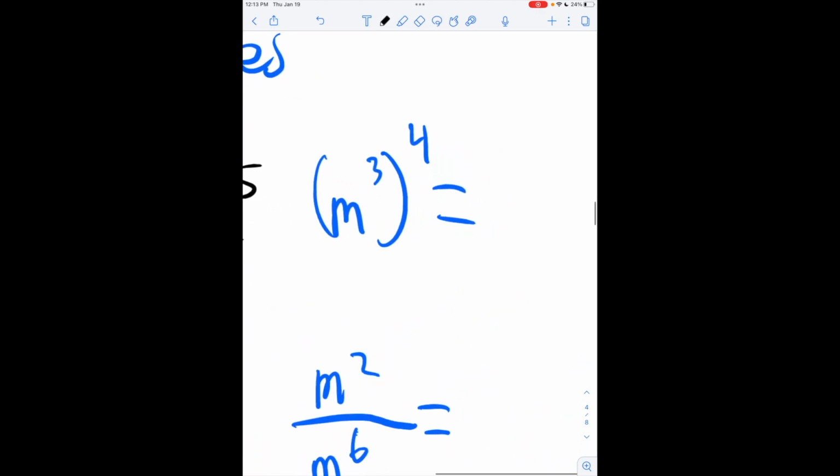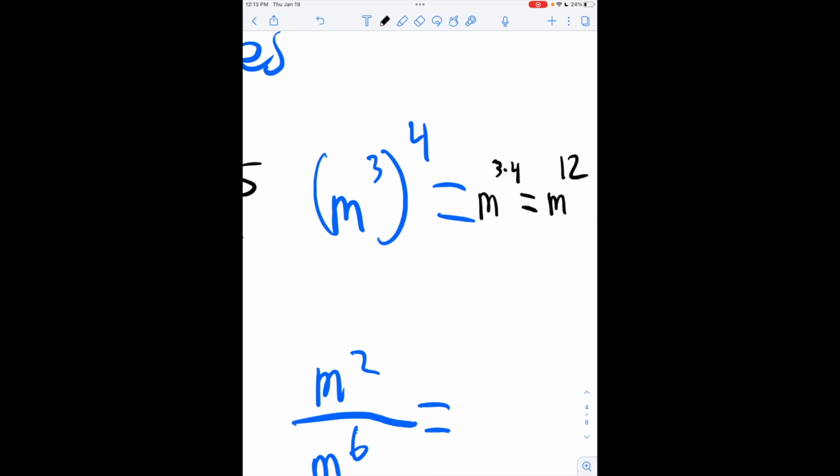When you have an exponent raised to another exponent, a power to a power, you don't add them, you multiply them. So this is going to give me m to the 12th power.